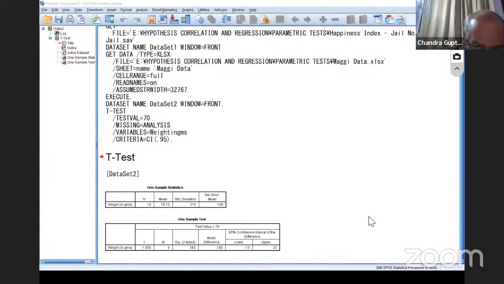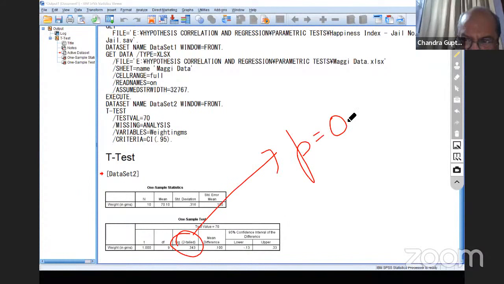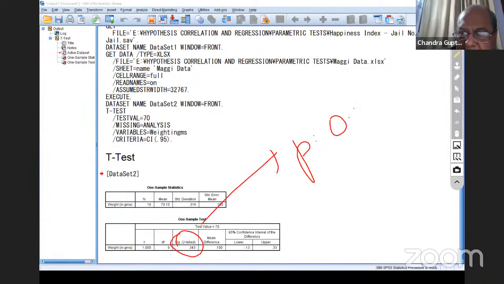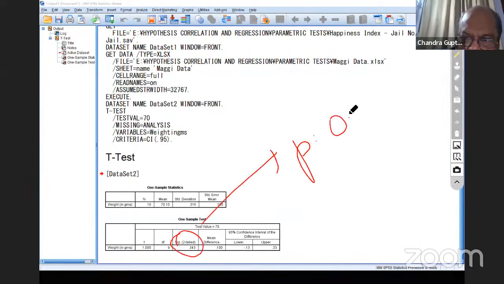I think I have to share my screen again. And if you see here, the two-tailed significance value, the p-value, is coming to be 0.343, which is more than 5%. Null is not rejected. Yes, Madhu, what you said. So we have no evidence whatsoever to reject our null hypothesis. That's the result which we get.